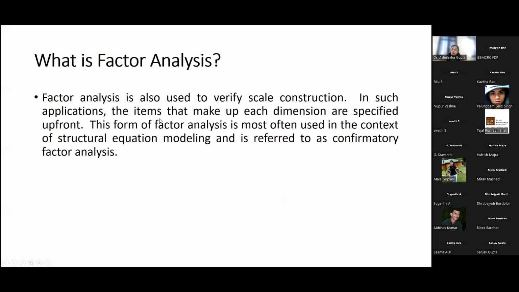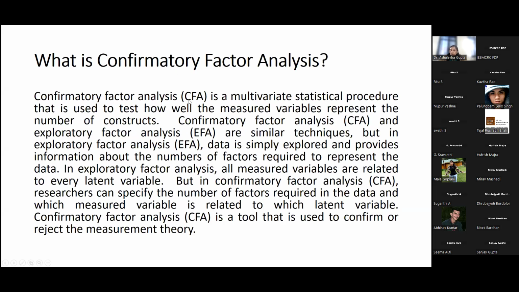In such applications, the items that make up each dimension are specified upfront. This form of factor analysis is most often used in the context of structural equation modeling and is referred to as confirmatory factor analysis. Yes, confirmatory factor analysis comes after factor analysis. Why? Because whatever factors you had identified, this gives those factors confirmation. That is confirmatory factor analysis.